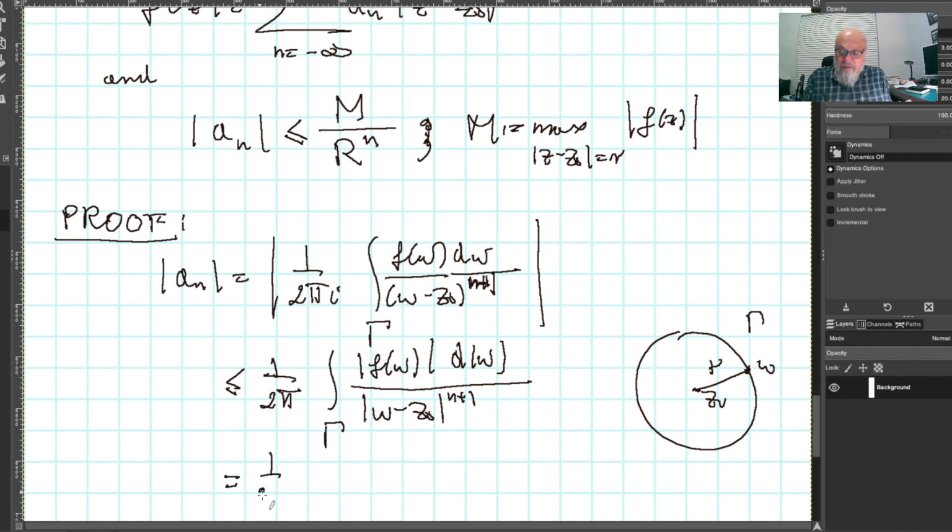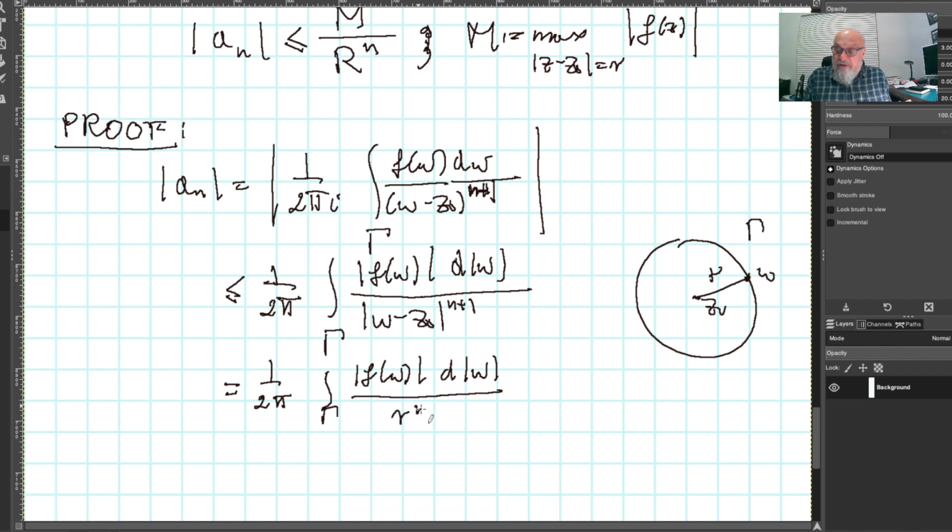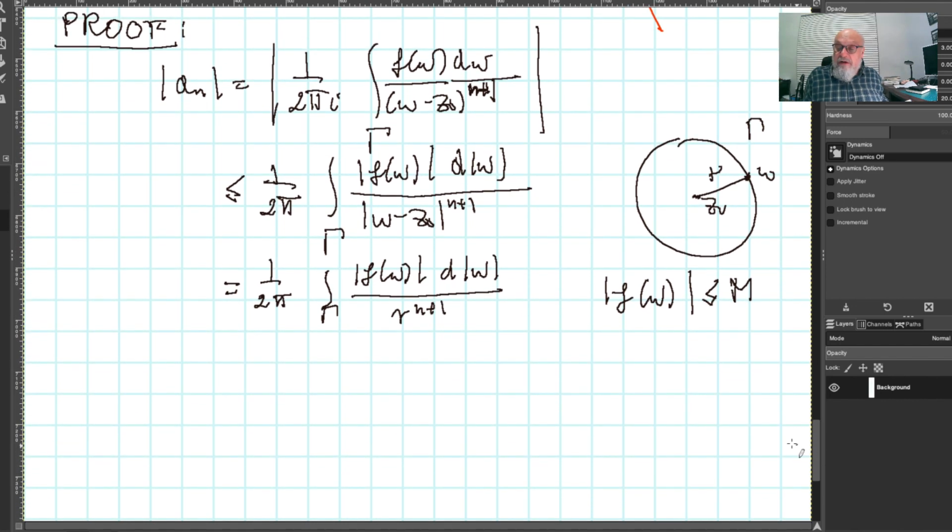So that one is equal to 1 over 2 pi, the integral over gamma of the absolute value of f of w, and the absolute value of dw, and that one is nothing else than r to the n plus 1. But now we have that the absolute value of f of w is smaller or equal than M. Why? Because that's the maximum. So I can simply replace it. So it is smaller or equal to 1 over 2 pi. Take this one out. This is r to the n plus 1.